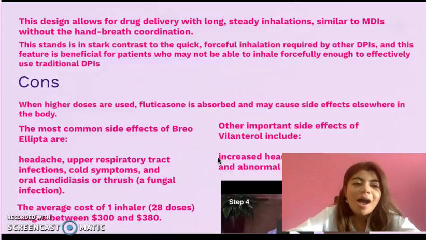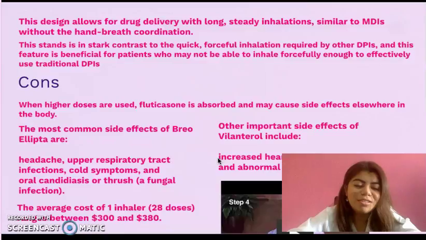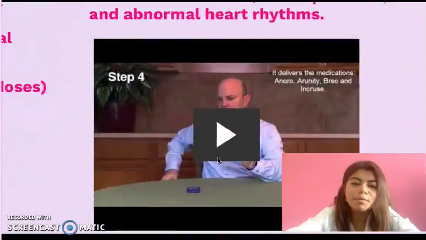Cons. When higher doses are used, fluticasone is absorbed and may cause side effects elsewhere in the body. The most common side effects are headache, upper respiratory tract infections, cold symptoms, and oral candidiasis or thrush. The average cost of one inhaler ranges between 300. Other important side effects are increased heart rate, blood pressure, and abnormal heart rhythms.